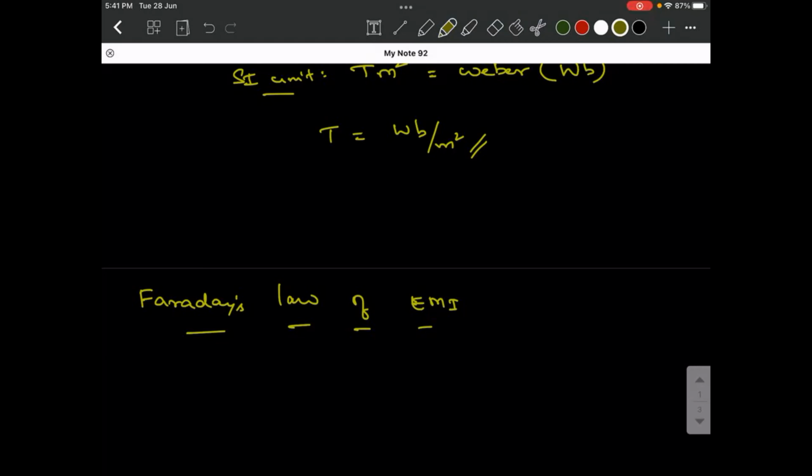Okay, so I repeat it from the beginning. If there is a relative motion existing between the magnetic source and the pickup coil, and EMF is induced, there is an EMF induced.